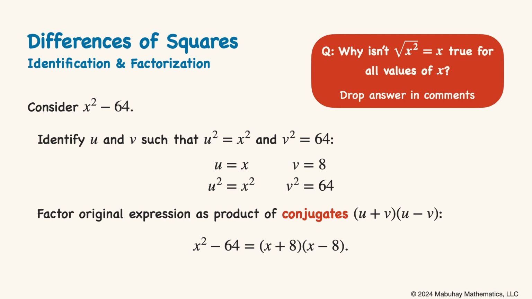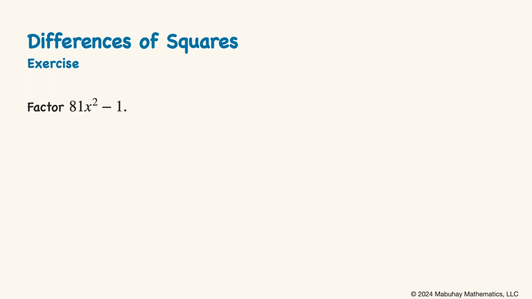If you have a handle on the technique, consider skipping forward to try them independently. I'm going to cover the solutions in full detail. So let's go. Here we have 81x squared minus 1.